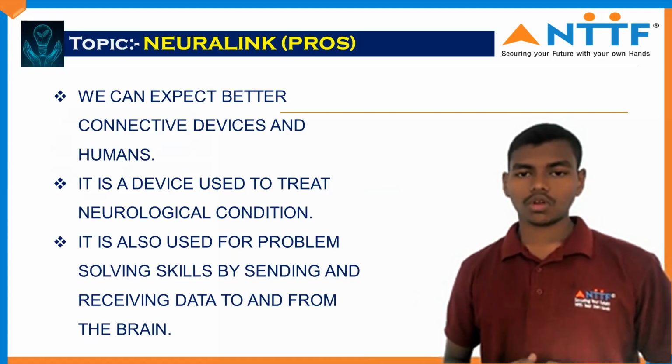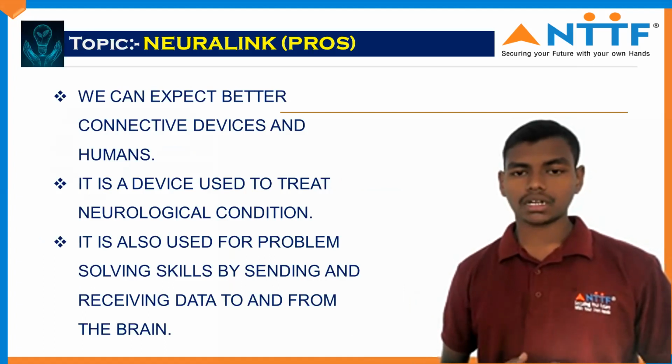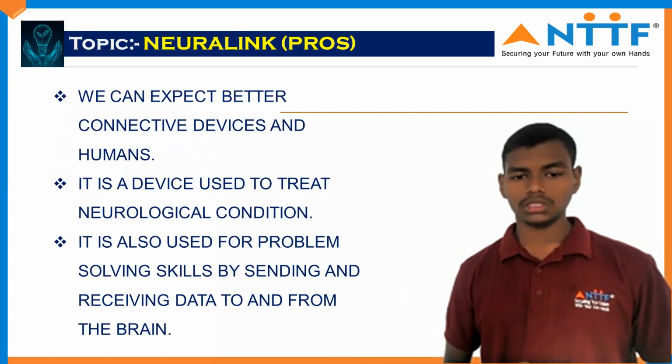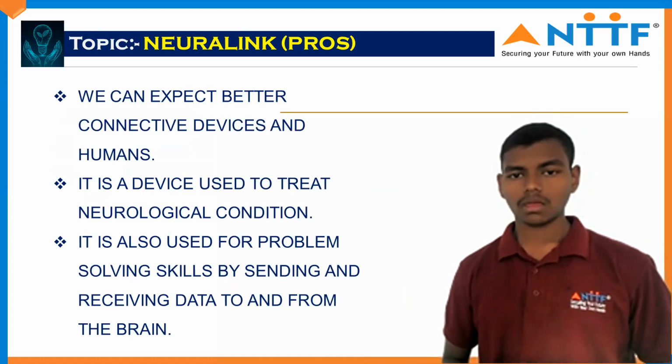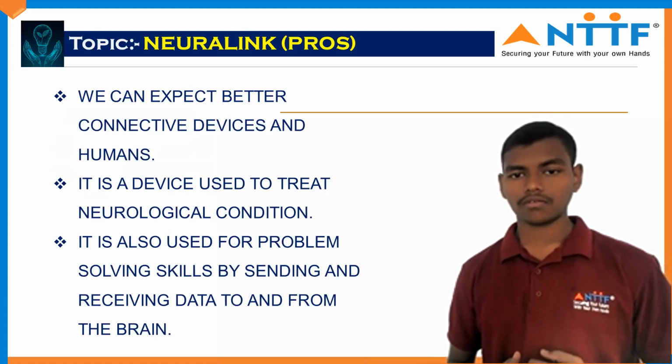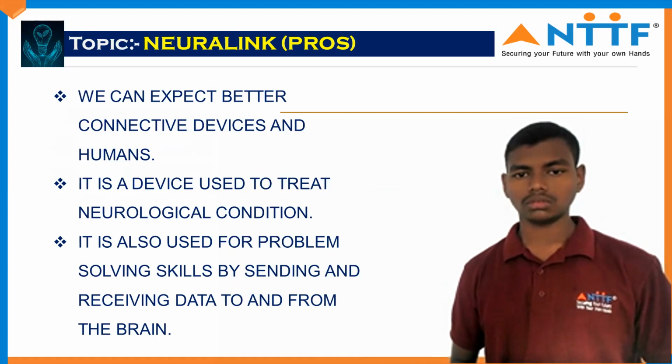So the pros of Neuralink are that we can expect better connectivity between devices and humans. It is used to treat neurological conditions. It is also used for problem solving skills by sending and receiving signals from the brain and to the brain.